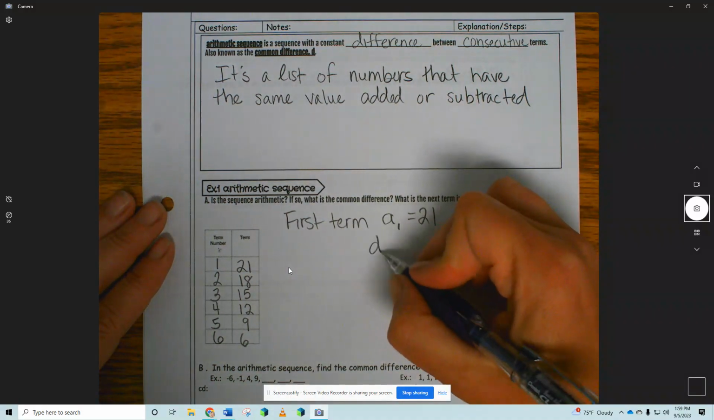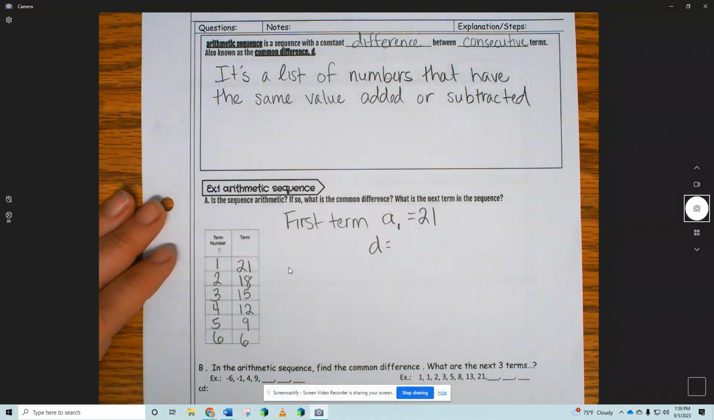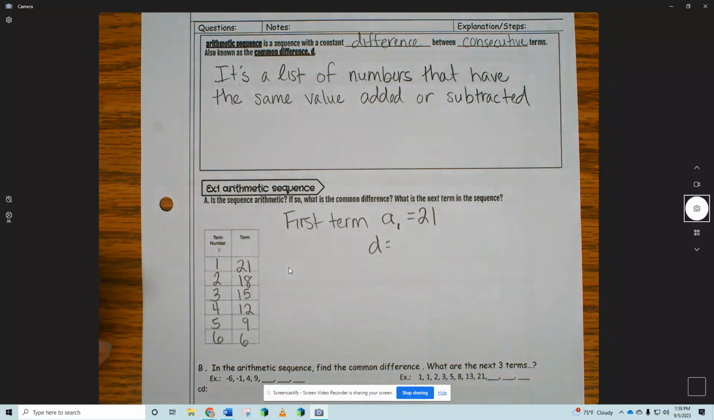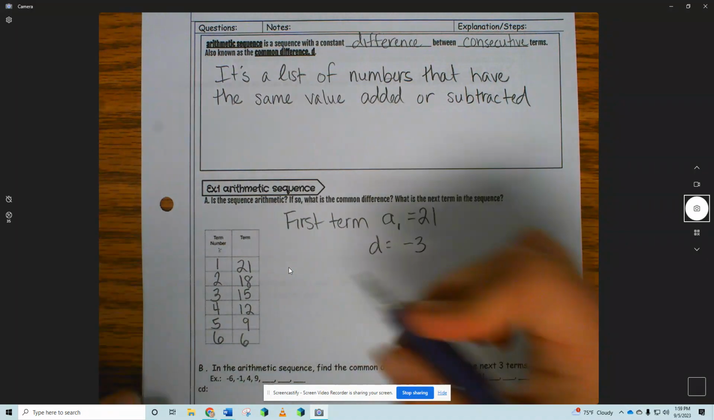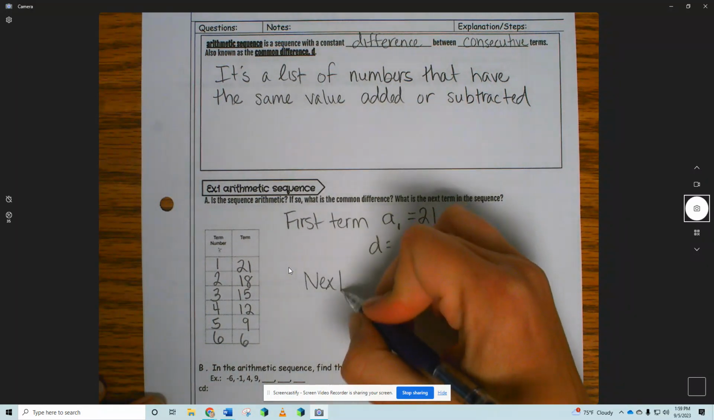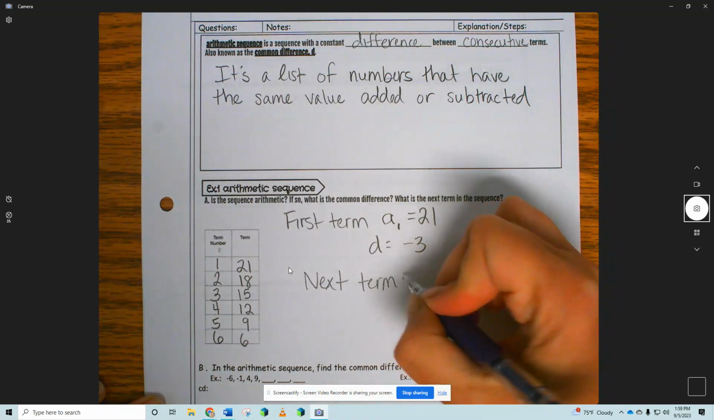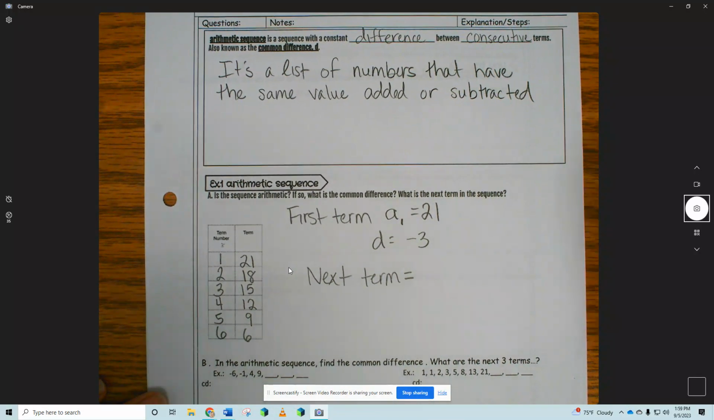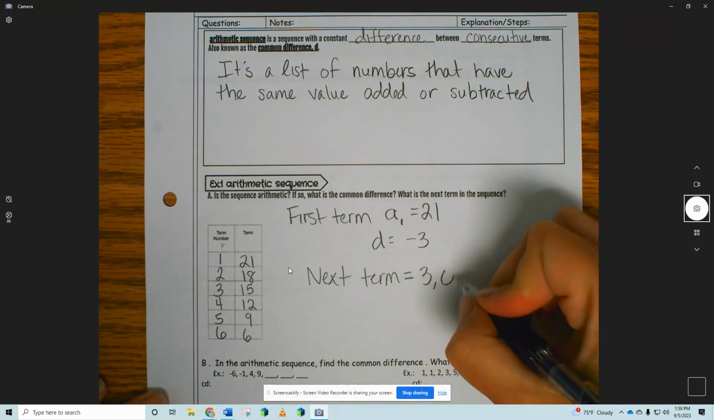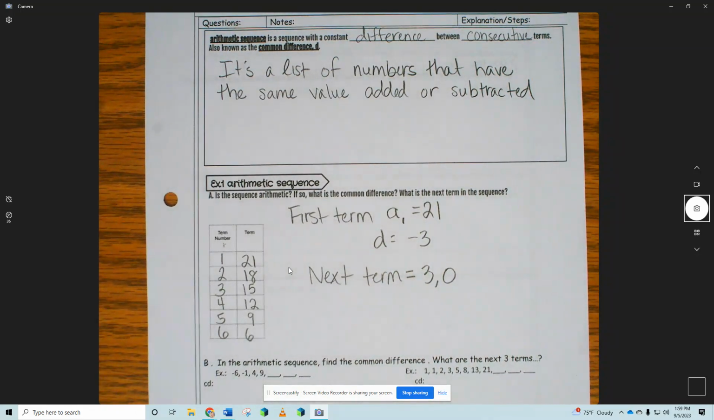What's my common difference? My D. What's it changing by? Minus 3, yeah. So I want to know if it's a plus 3 or minus 3. So you're right with the minus 3. And then what's my next term going to be? After 6, 3, and then 0, because I'm taking 3 away, right? Pretty easy?